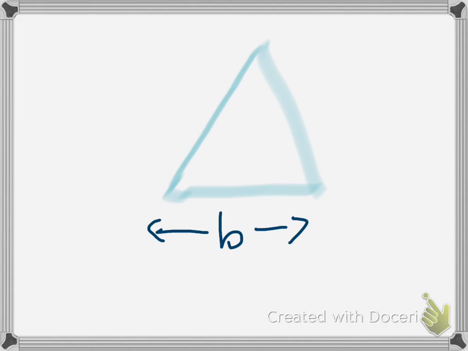Alright, so in a triangle, you know that you have a base, right? The length from one end to the other. Okay, that's your base length. Your height, though, in order to find the area of a triangle, because area is still going to include a height measurement, you need to look again at the altitude.